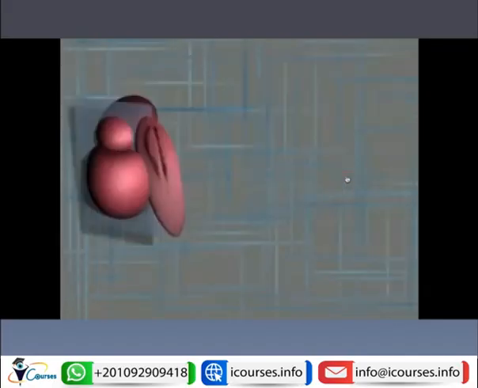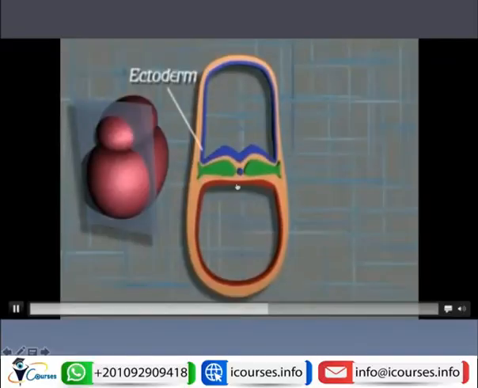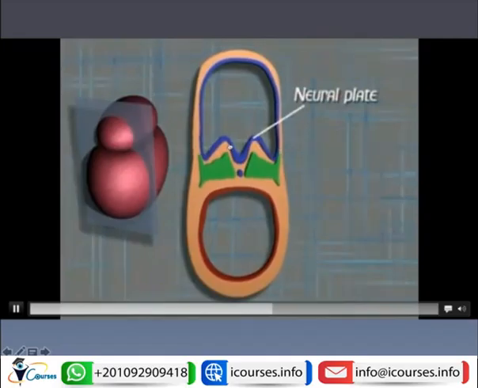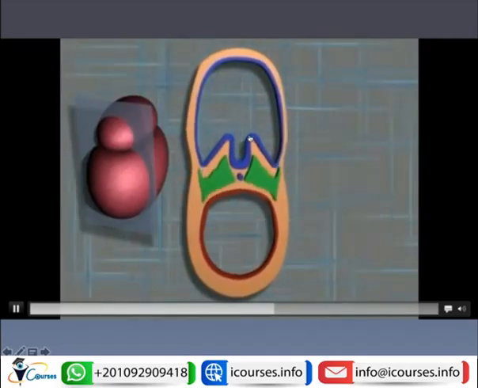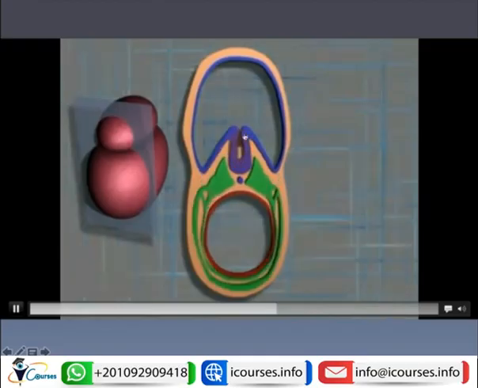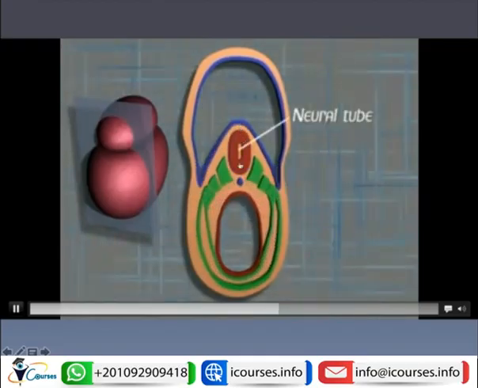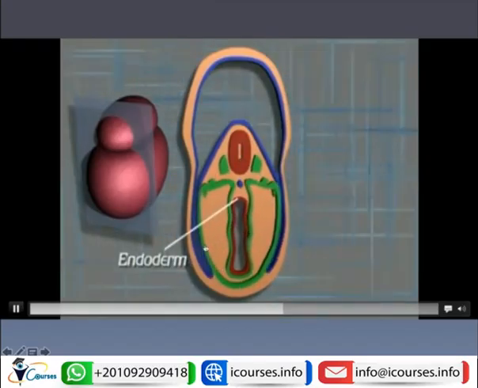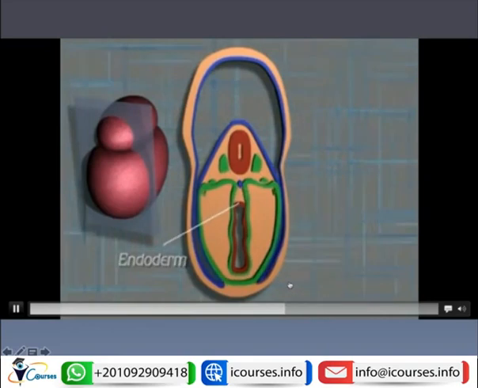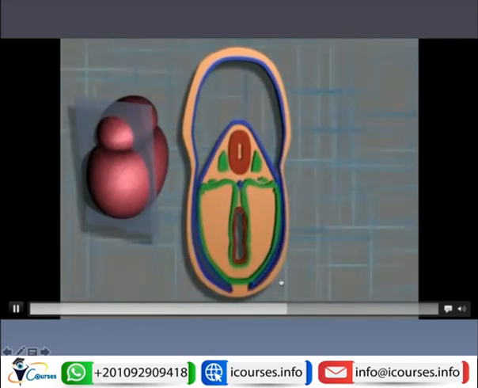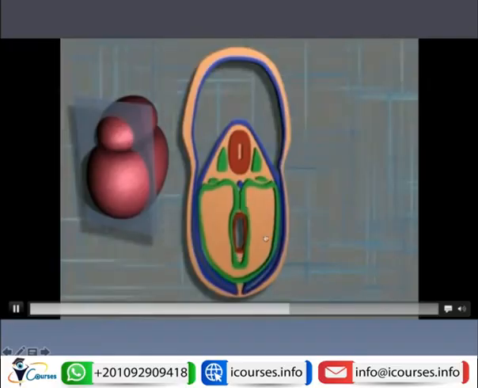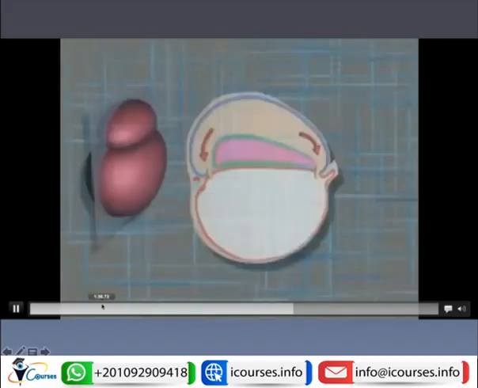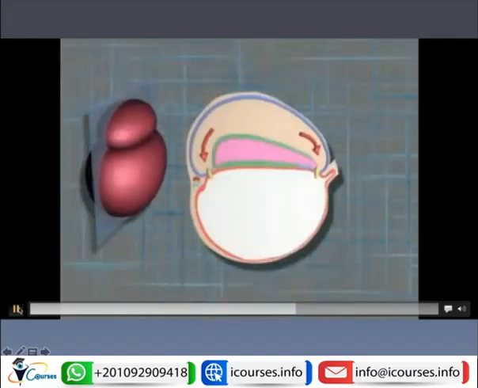On the dorsal surface of the embryonic disc, the ectoderm forms the neural plate, whose lateral boundaries elevate to form a neural tube. This will eventually become the brain and the spinal cord. The endodermal cells also form a tube, which will become the gastrointestinal tract. This tube elongates and anteriorly develops outpouchings that form the pharyngeal pouches. These cell migrations now result in complete separation.